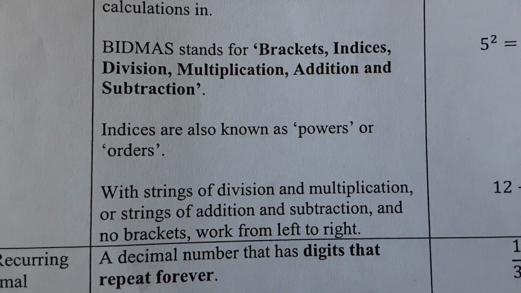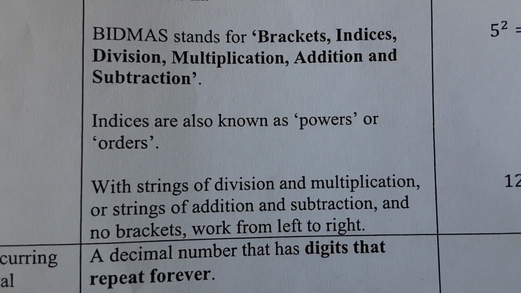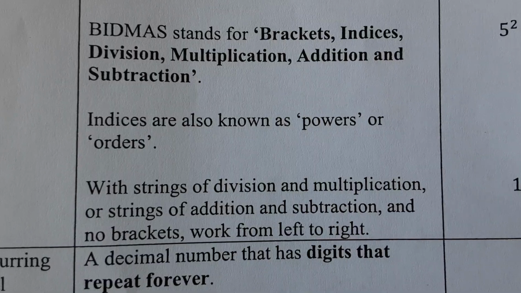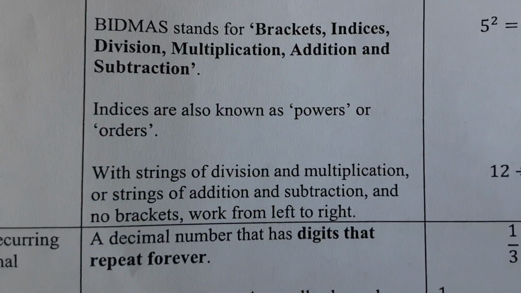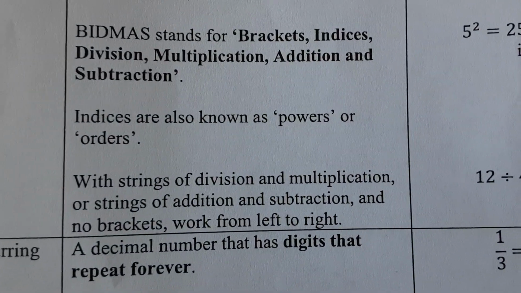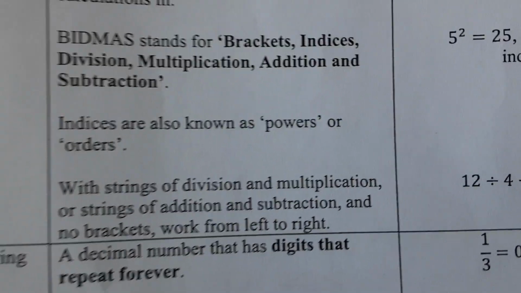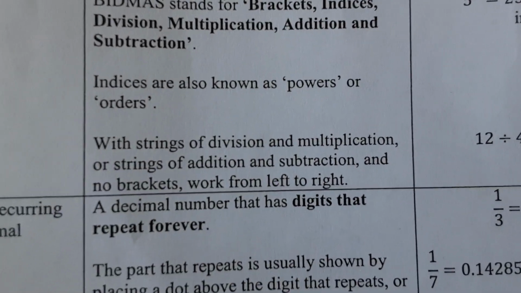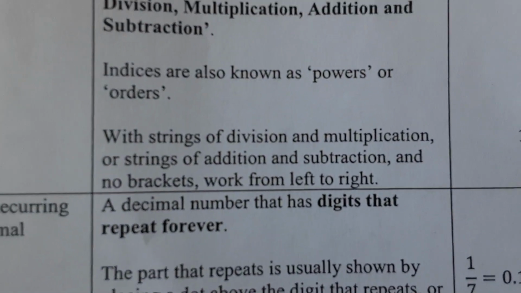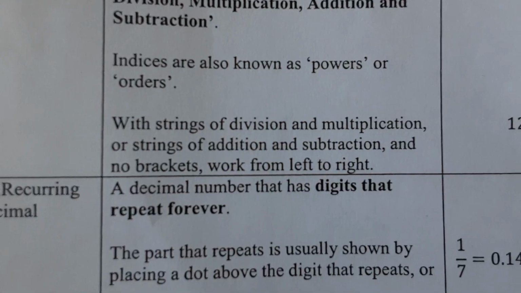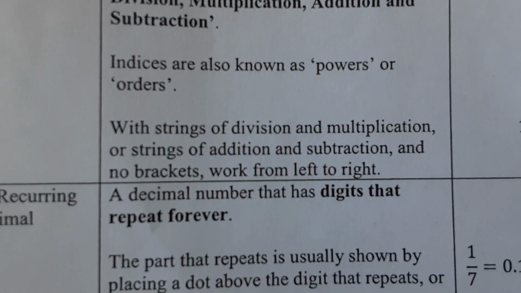Okay, so indices are also known as powers or orders. So if you ever heard anyone say to the power of 4, to the power of 5, it's meaning like 5 times 5 times 5. How many times you do it, okay? You'll get to know it when we come across it. So with strings of division and multiplication, or strings of addition and subtraction, and no brackets, work from left to right, okay? Some examples over here.